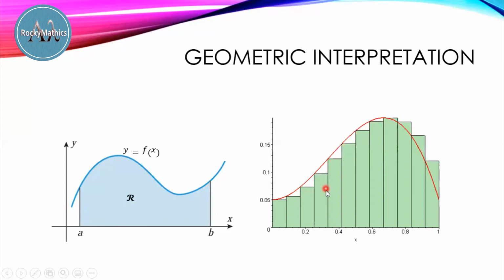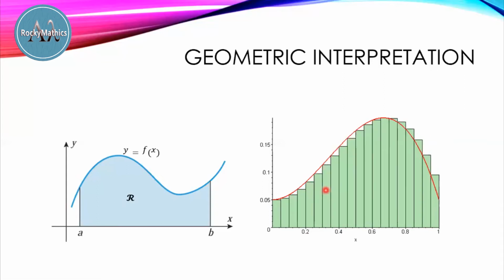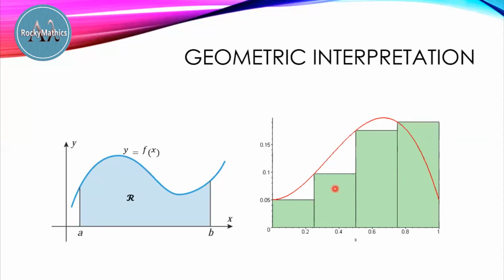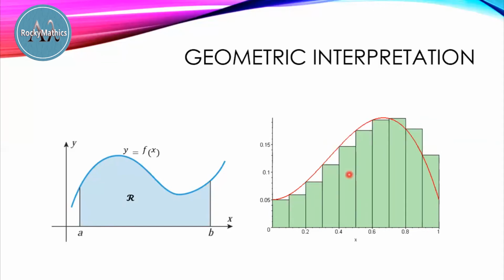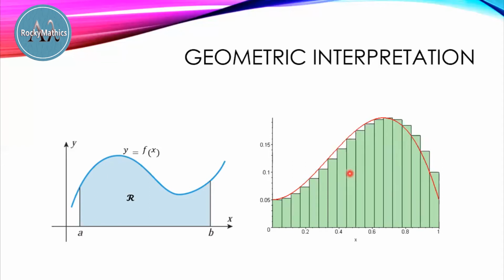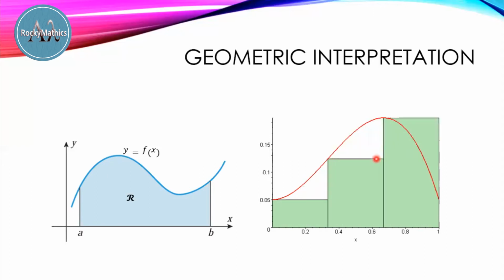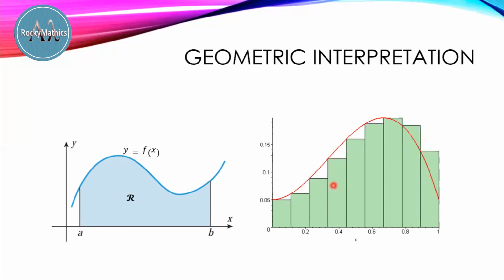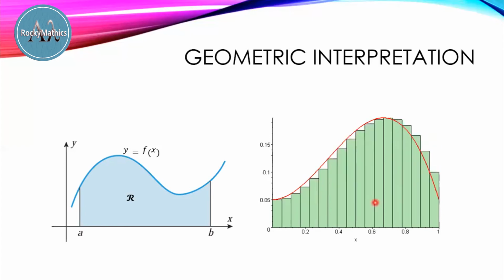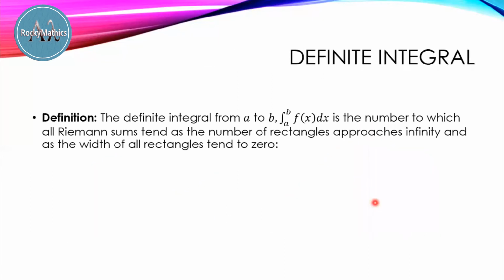So what is definite integral? Here, the definite integral is mainly interpreted as the area under this curve. To translate all our descriptions based on our observations of the partitions by the use of rectangles in this example, we now have the definition of the definite integral. The definite integral from A to B, the integral of f of x dx evaluated from A to B, is the number to which all Riemann sums tend as the number of rectangles approaches infinity, and as the width of all rectangles tends to 0.